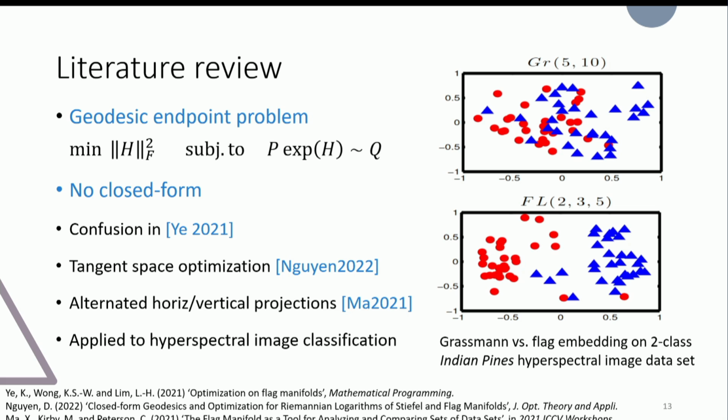And then you have two other contributions relying on optimization, trying to solve relaxations of the geodesic endpoint problem with Newton-like methods or more with an alternating tangent space projection scheme. And what is nice with the article is that they give a practical application of representing datasets as flags. And it shows that computing geodesic distances between flags is more informative and allows to discriminate hyperspectral images compared to the more classical Grassmannian modeling.